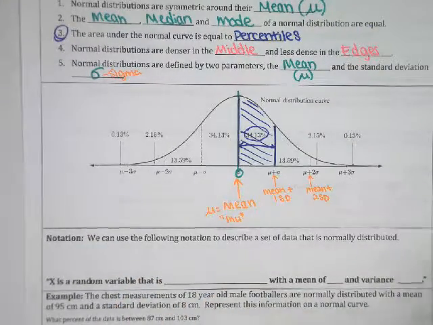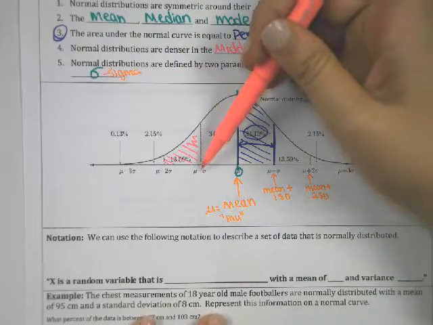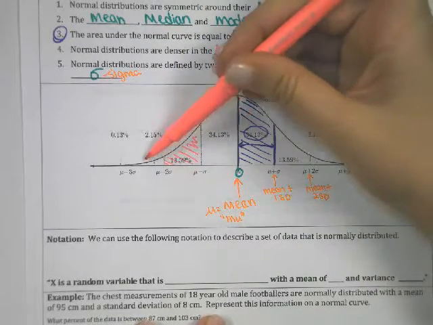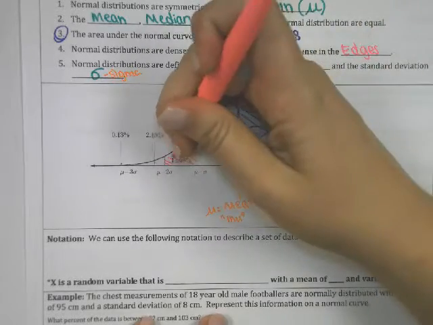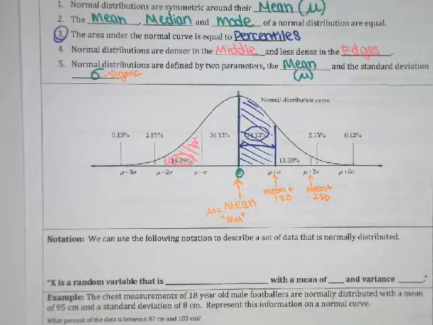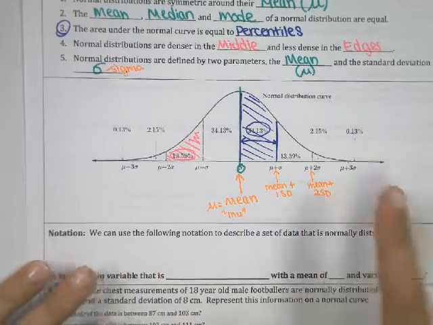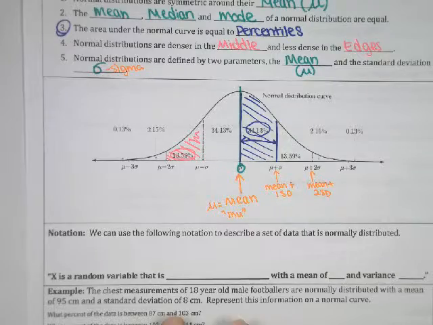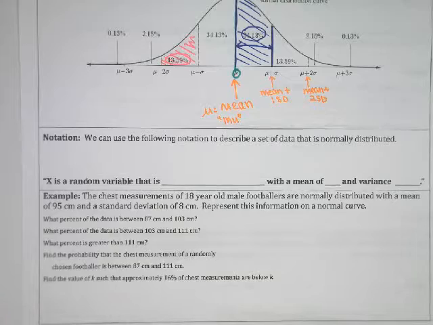Okay, right here. Between one standard deviation less and two standard deviations less, between these two values, we have 13.59% of our data. And so we can figure out lots of things using these estimates. And then in 10B, we're going to look at how to do it more precisely with our graphing calculator.